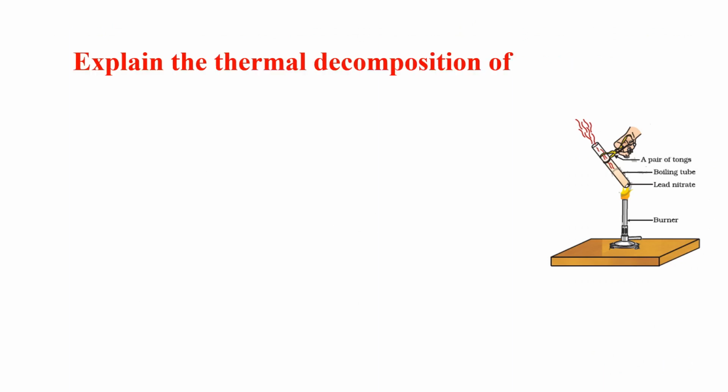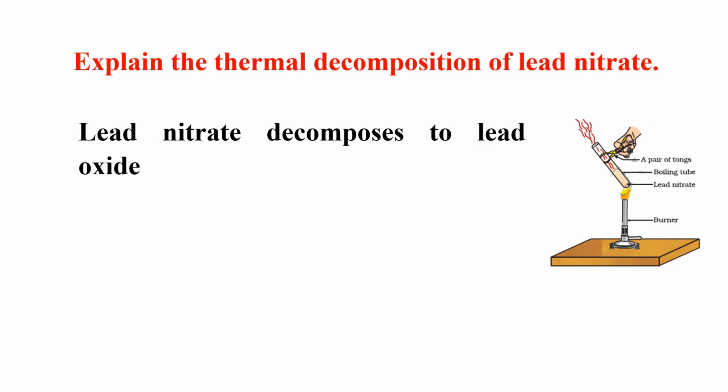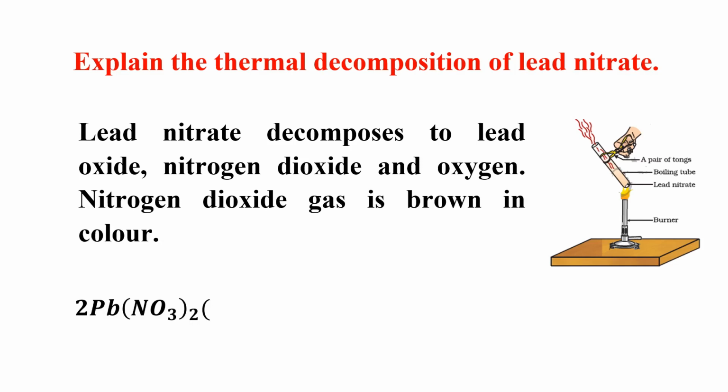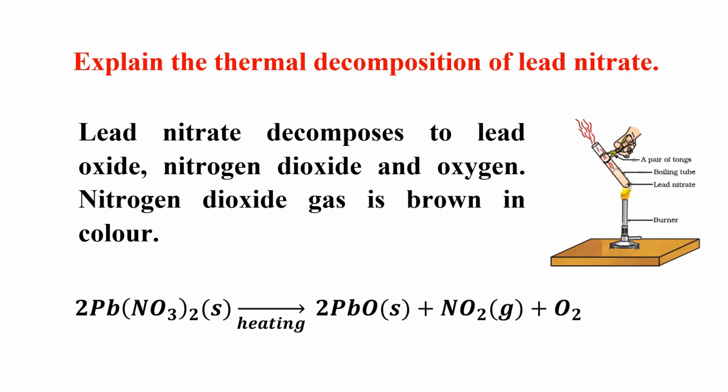Explain the thermal decomposition of lead nitrate. Lead nitrate decomposes to lead oxide, nitrogen dioxide and oxygen. Nitrogen dioxide gas is brown in color. 2Pb(NO3)2, solid, on heating gives rise to 2PbO, solid, plus 4NO2, gas, plus O2, gas.